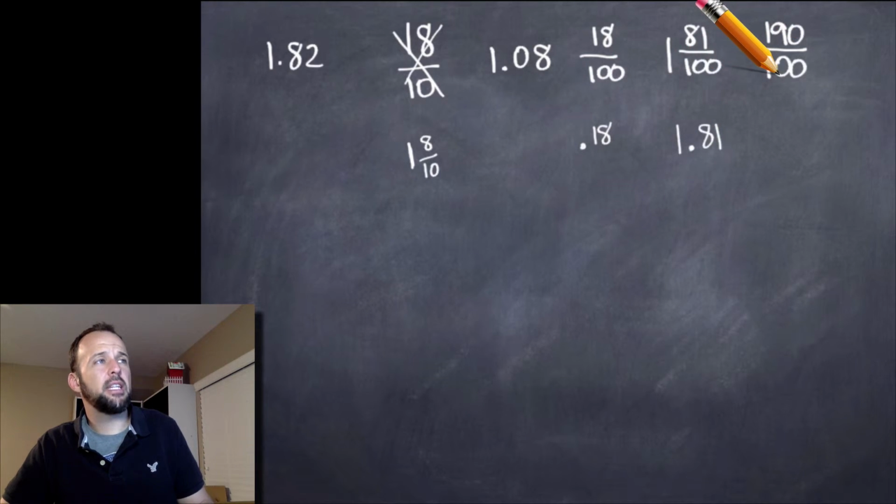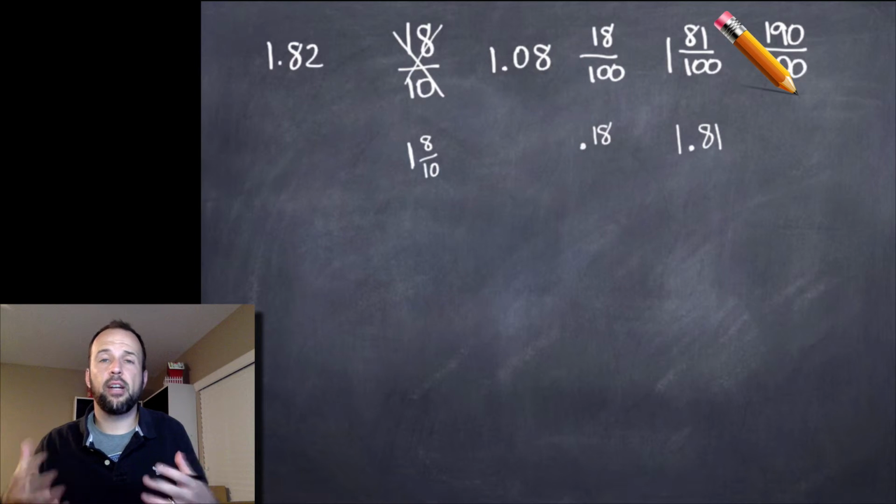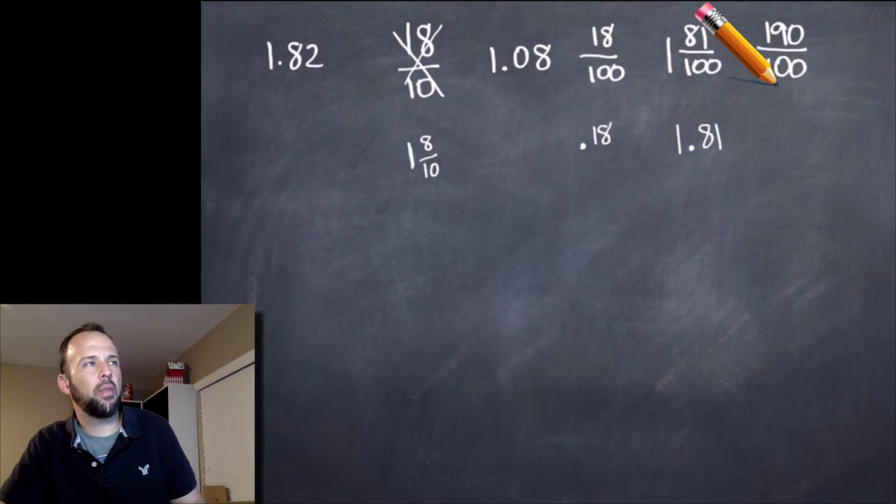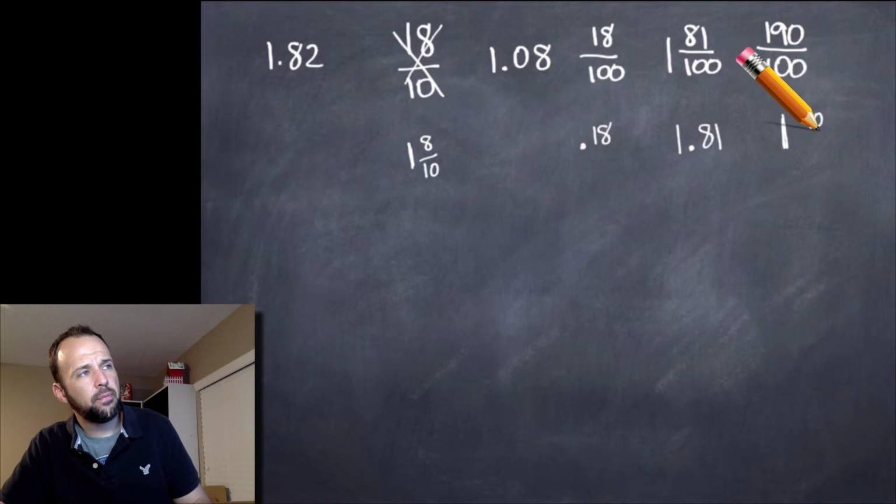And then I have 190 hundredths. Again, that's a fraction greater than 1. That 190, that numerator, is bigger than our denominator. So let's think about this. 100, I can make one group of 100 from that 190. I would have 90 left over.